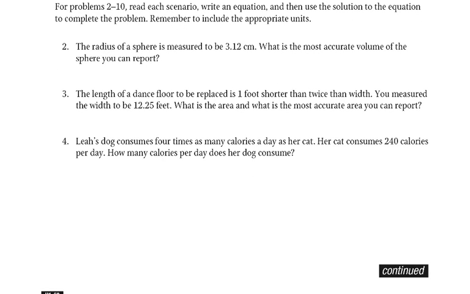All right, so for these we are making some equations, and then we're going to use them to solve. Number 2, the radius of a sphere is measured to be 3.12. What is the most accurate volume of the sphere you can report? Volume, remember, is 4/3 pi r cubed, pi being about 3.14. So 4/3 times pi times 3.12, our radius, cubed. I'm definitely going to want to use a calculator on this one.